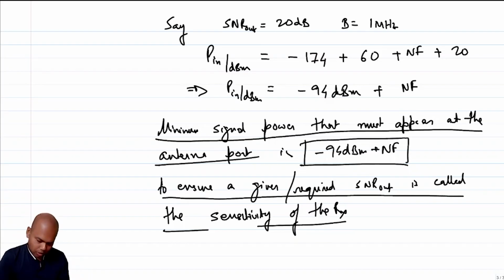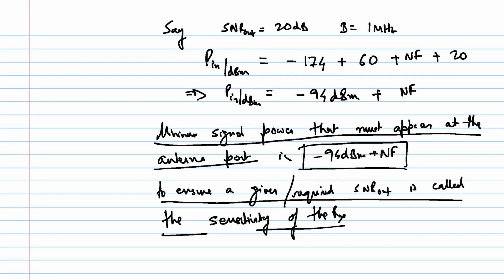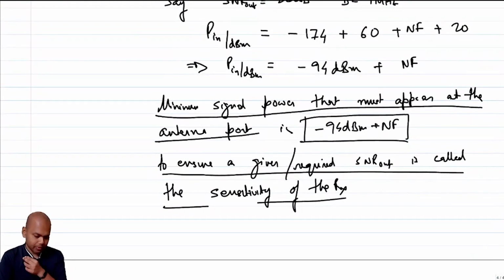Now let's say you are designing a receiver which has a 6 dB noise figure. What is the sensitivity for this particular specification? Naturally, if I am designing a receiver for a 6 dB noise figure, my minimum P in, the sensitivity, will be minus 88 dBm. Versus, if I tell my system engineer that I have a noise figure of 3 dB, the sensitivity suddenly improves to minus 91 dBm.